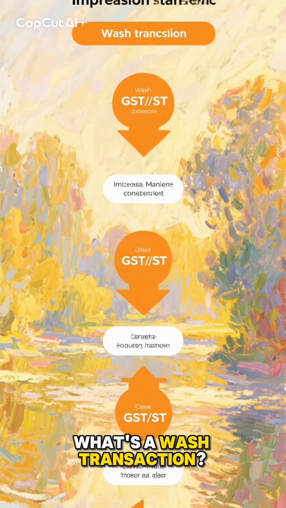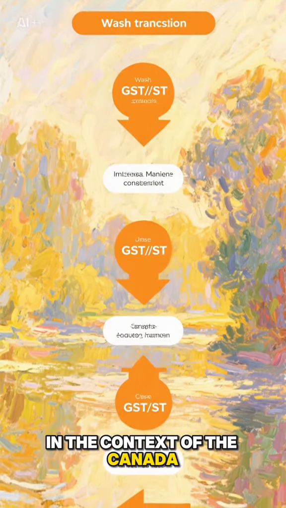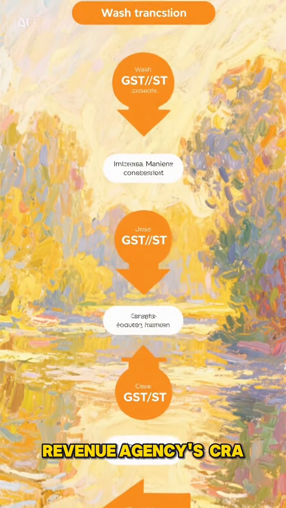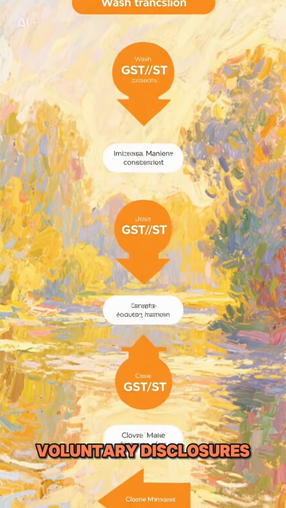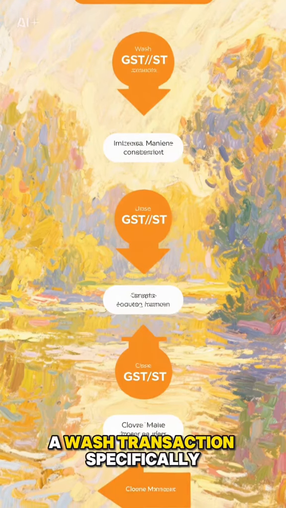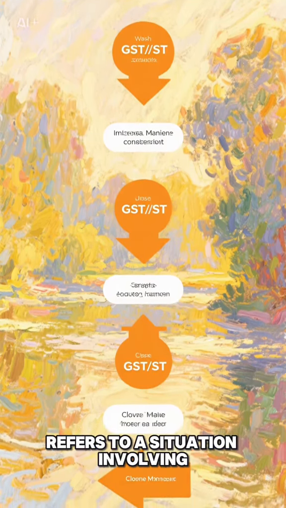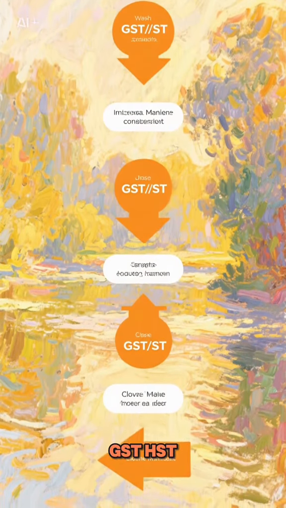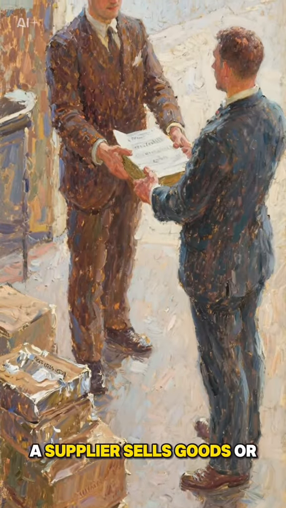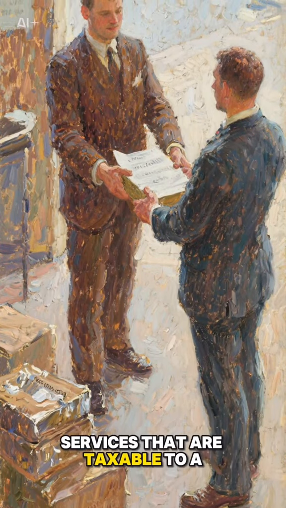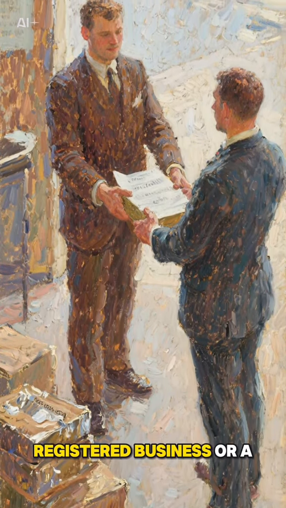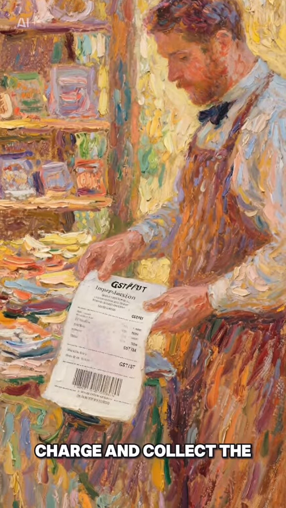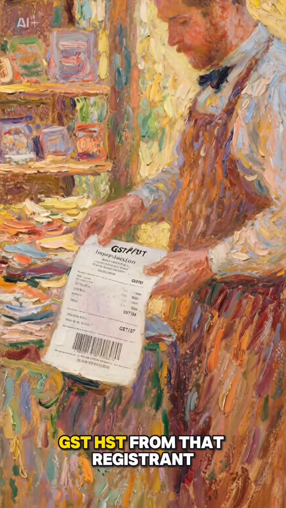What's a wash transaction? In the context of the Canada Revenue Agency's CRA Voluntary Disclosures Program, VDP, a wash transaction specifically refers to a situation involving GST/HST. It occurs when a supplier sells goods or services that are taxable to a recipient who is a registered business, or a registrant. The supplier fails to correctly charge and collect the GST/HST from that registrant.